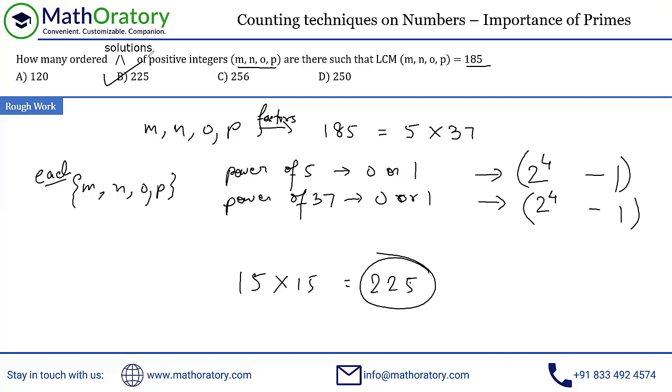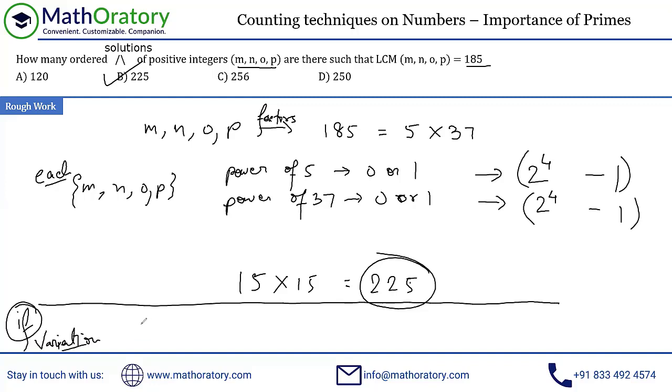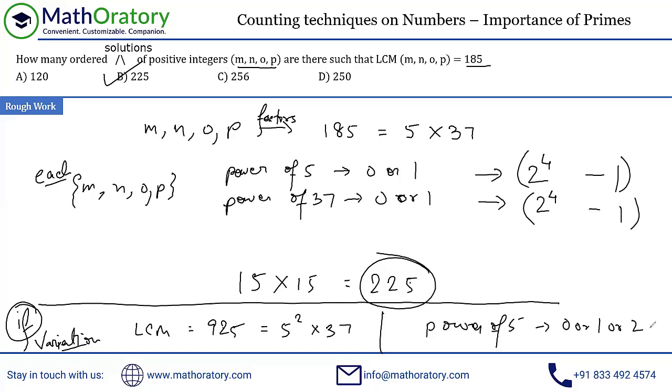So this is the idea behind these kinds of questions. I'll just take a minute to explain something more advanced. Let's say in this question, we had the LCM as 925. If you check, that is 5 square into 37. So the only difference will be in distributing the powers of 5. If I distribute the power of 5, ideally I could distribute 0 or 1 or 2, right? So there are 3 possibilities for each of the numbers, so 3 to the power 4 from that.